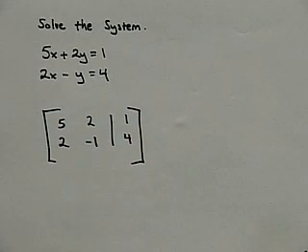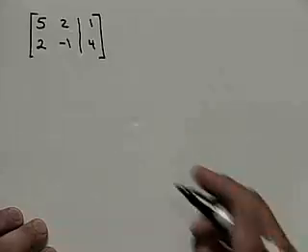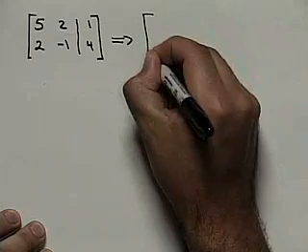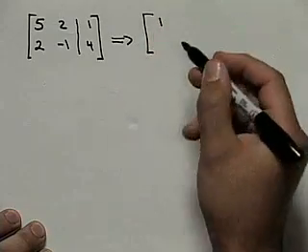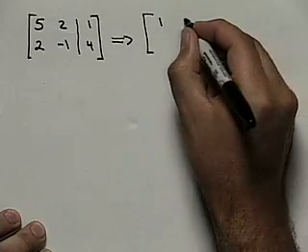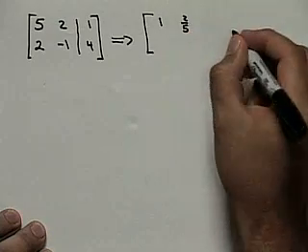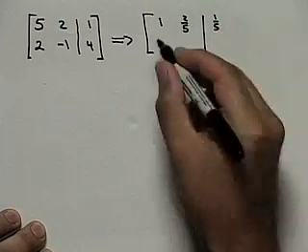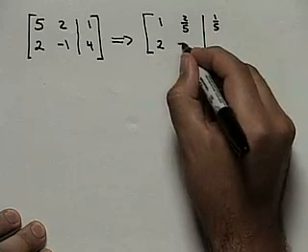Now what we want to do is use row transformations in order to write this as a row echelon form matrix. So we'll take that matrix, and the first thing we'll do is multiply row 1 times 1/5. Doing that, this matrix will now result in the following matrix. 5 times 1/5 is 1, then 2 times 1/5 is 2/5, and then 1 times 1/5 gives me 1/5, and then the second row will stay the same at 2, -1, 4.